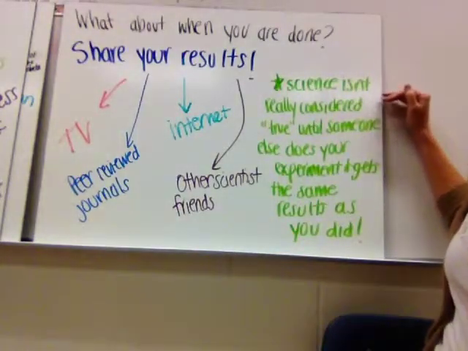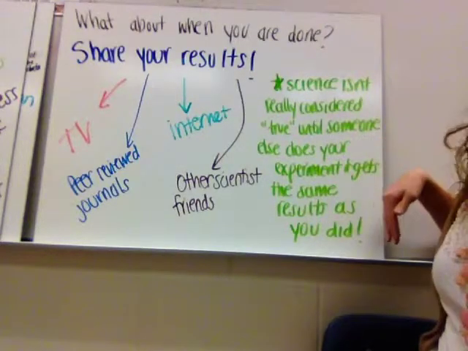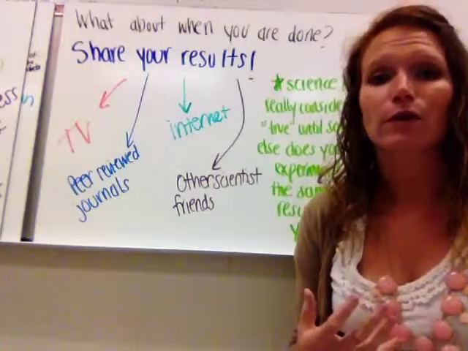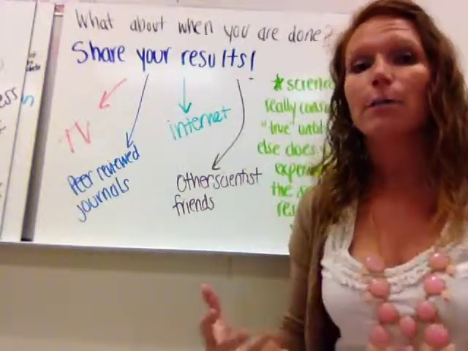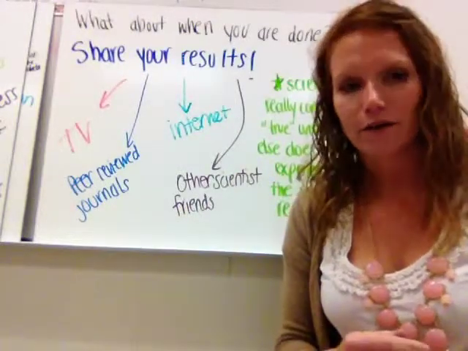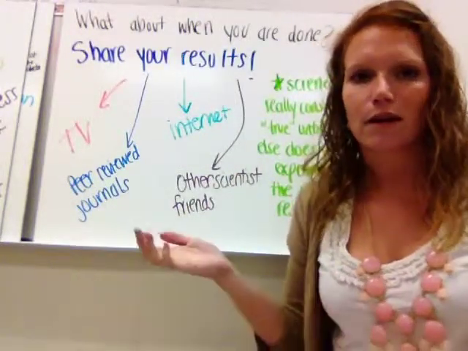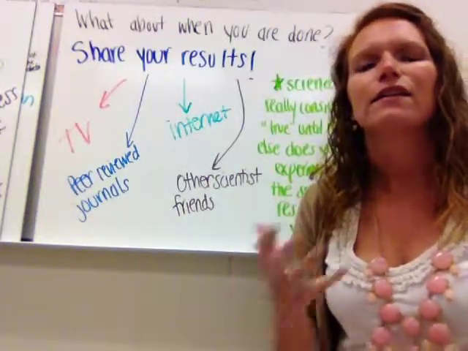Now, science isn't really considered true until someone else does your experiment and gets the same results as you did. That's why it's so important to share your results. You might be like, yes, I know this, for sure. But you might have been making that same error every time. And if you didn't document that error, and then someone else tries your experiment, they're like, I didn't get what you got. Now, everything that you've gotten, all that data, is a little bit less strong.